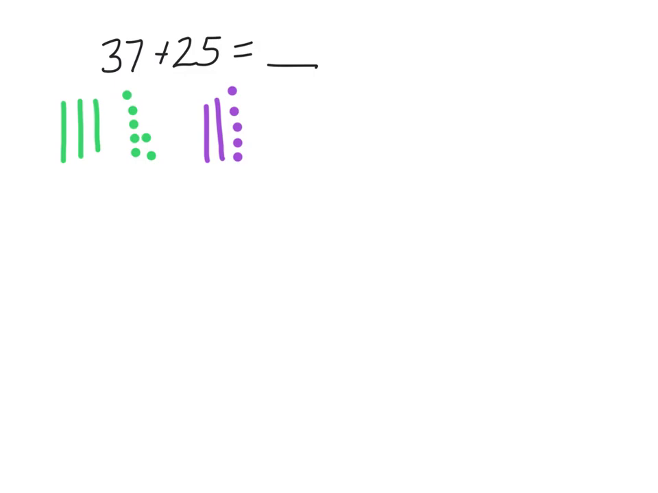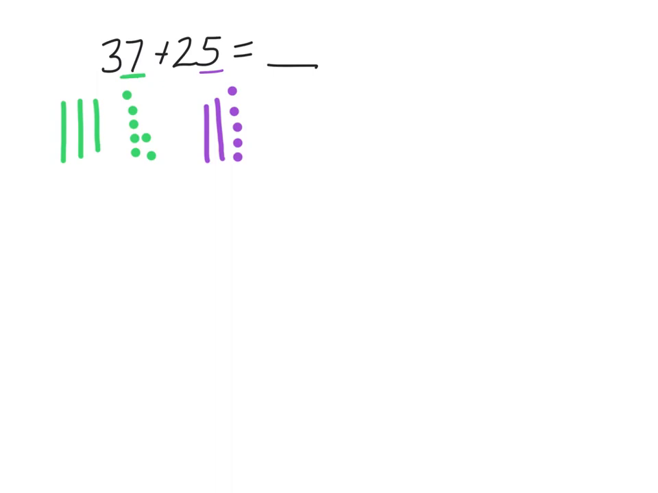Now the next step is to find the addend with the greater ones digit. Now remember, greater means more. So looking at the number 37, we can see that 37 has 7 ones. Looking at the number 25, we can see that 25 has 5 ones. And as you know, 7 is greater than 5.